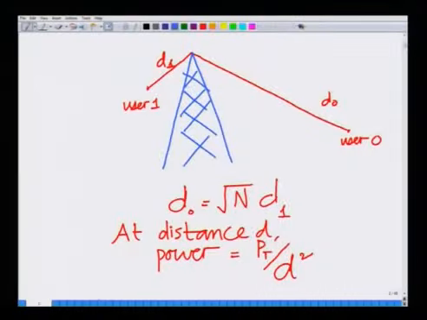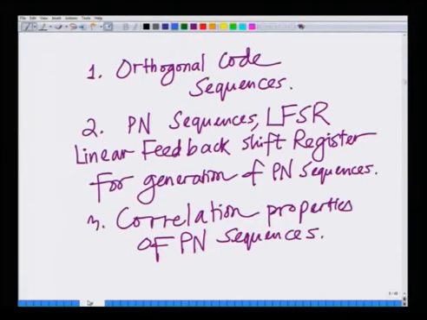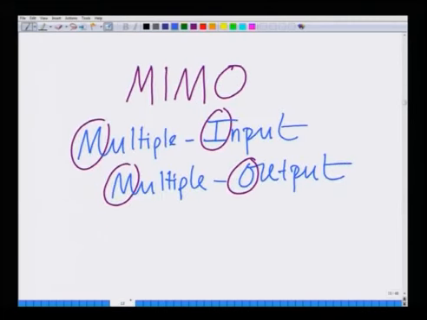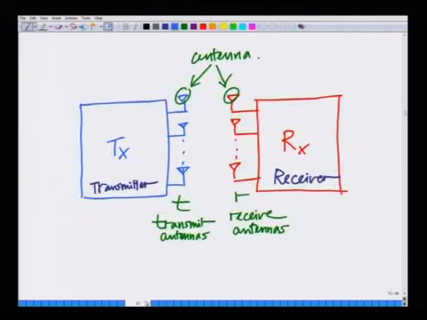Then we had moved on to summarize different aspects of CDMA, starting with the orthogonal code sequences and so on, to just provide a brief summary of whatever we have covered in the CDMA module. And then we had moved on to a new module, namely MIMO, which stands for multiple input, multiple output communication systems, and a MIMO system can simply be represented as having multiple antennas at the transmitter and the receiver.